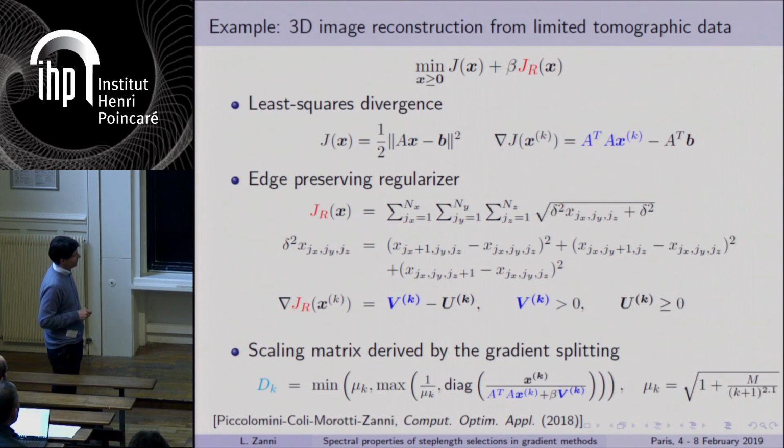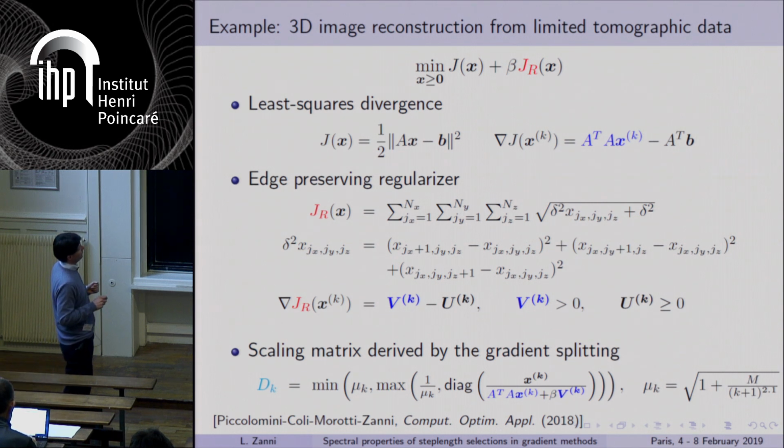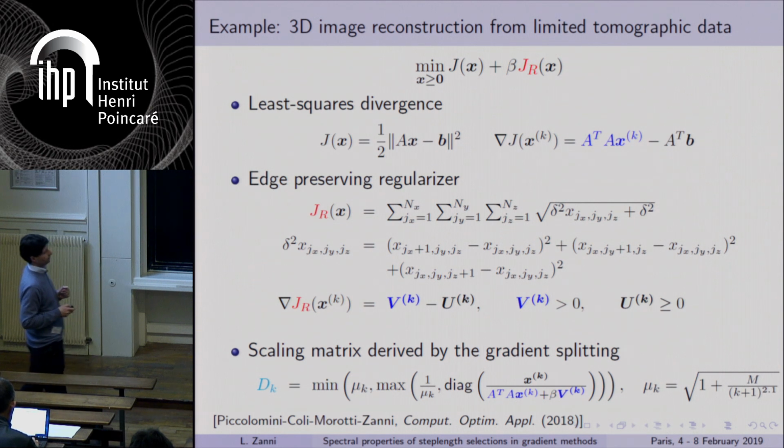In this case, the diagonal scaling is obtained by generalizing my considerations also to the regularizer. That is, I consider the positive part not only of the gradient of the discrepancy function, but also the positive part of the gradient of the regularizer.